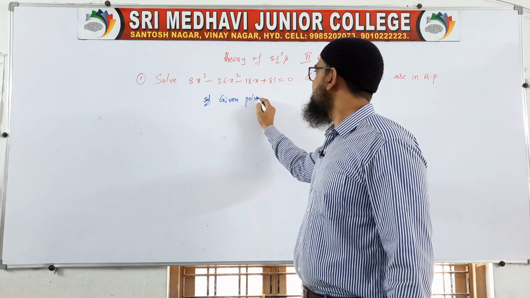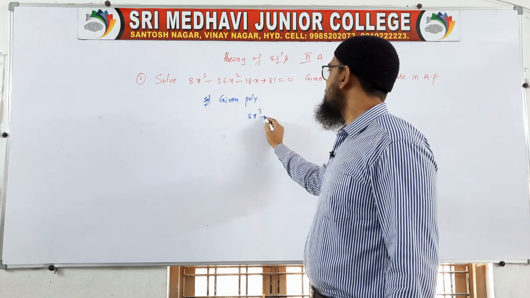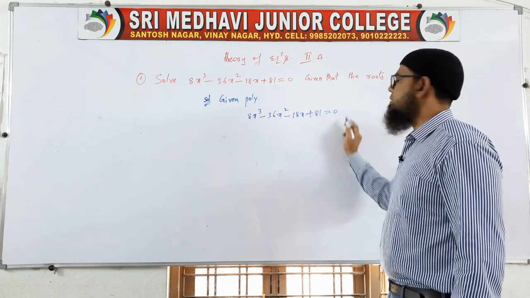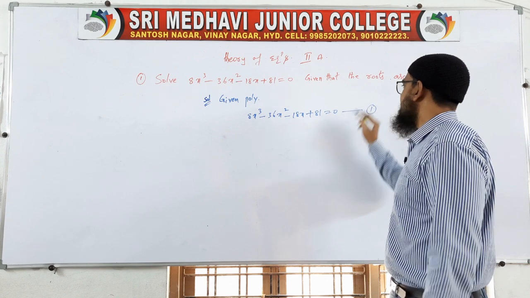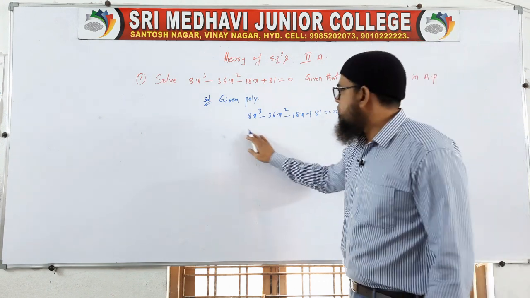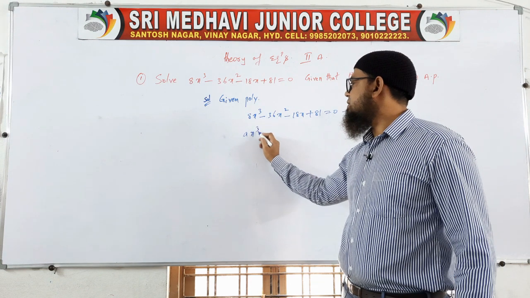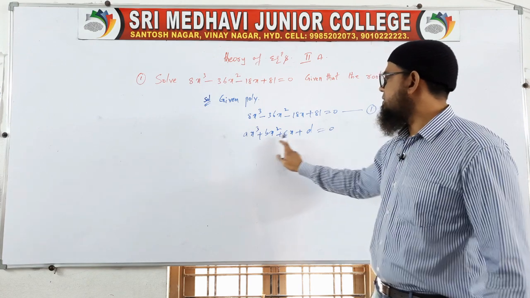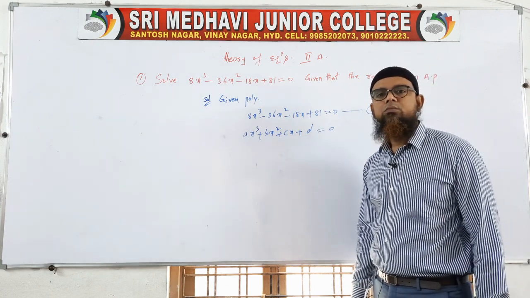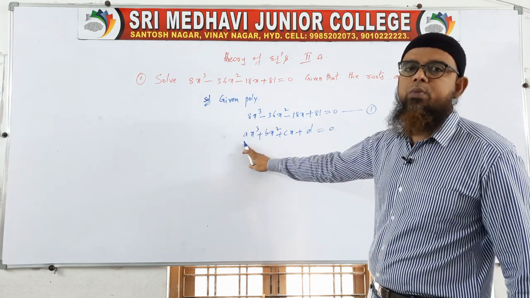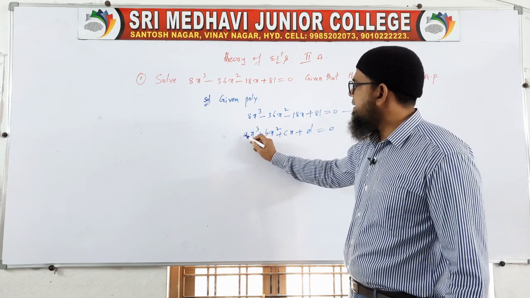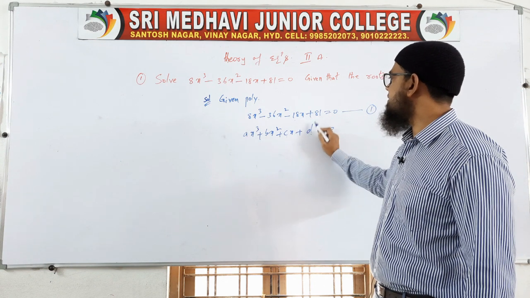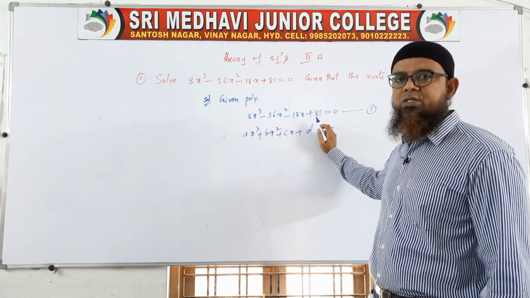Given polynomial, that is 8x cube minus 36x square minus 18x plus 81 is equal to 0. Take it as equation 1. Actually this equation is compared with the general equation. We should not write this here, but for the sake of understanding I am writing it: Ax cube plus bx square plus cx plus d is equal to 0. This is a general cubic polynomial. In place of A we are having 8, in place of B minus 36, in place of C minus 18, in place of D 81. That we have to list out here.